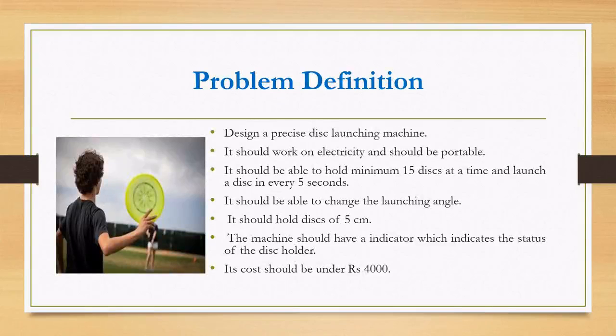Our problem definition was to design a precise disk launching machine. It should work on electricity and should be portable. It should be able to hold minimum 15 disks at a time and launch a disk every 5 seconds. It should be able to change the launching angle. It should hold disks of 5 cm. The machine should have an indicator which indicates the status of the disk holder. It should be under rupees 4000.